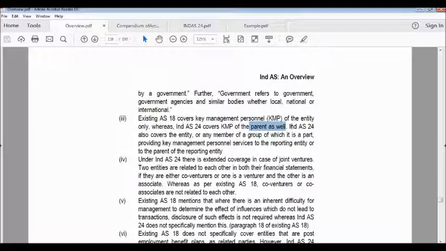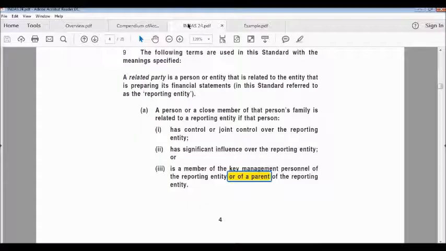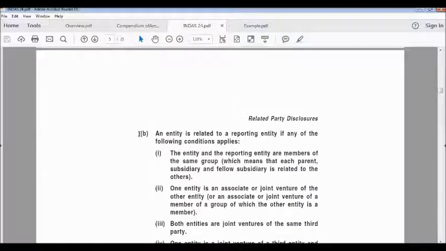And then Ind AS 24 also covers the entity or any member of a group of which it is a part providing key management personnel services to the reporting entity or to the parent of the reporting entity. So this is quite complicated language. Let me explain it in simple words and by way of example. This is clause A, then this is clause B. Clause B is regarding the entities. An entity is related to the reporting entity if any of the following conditions apply.